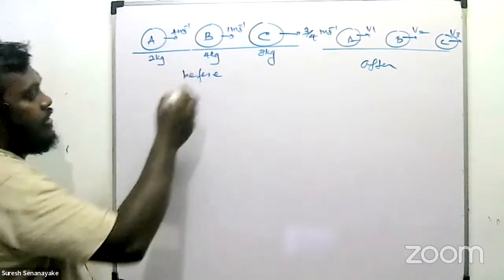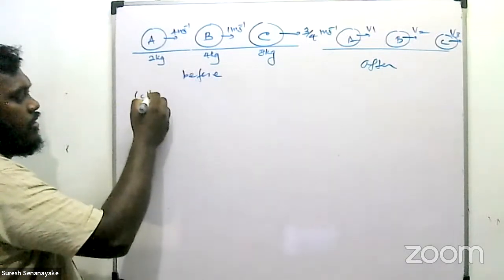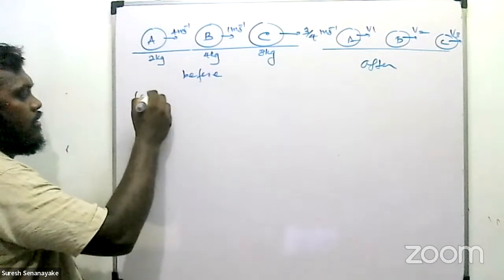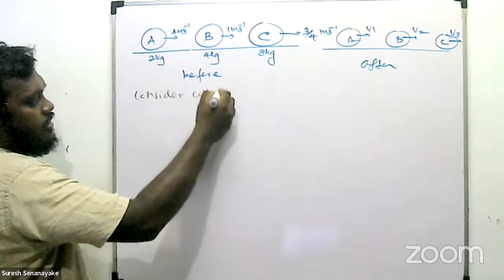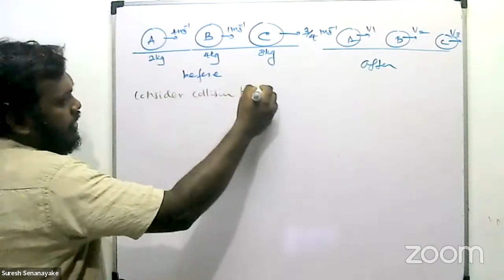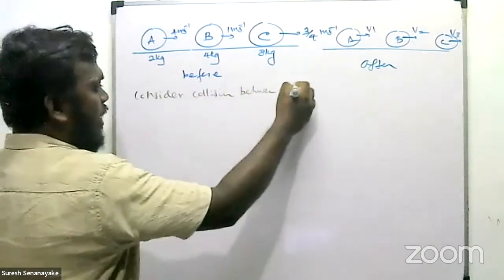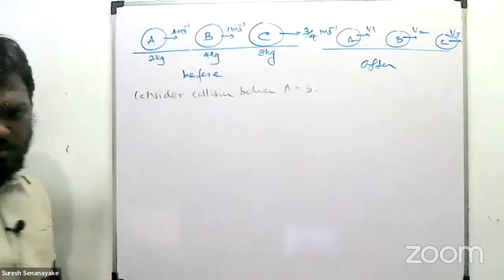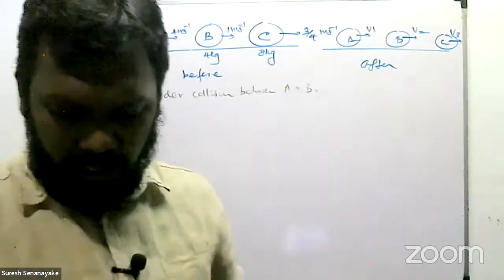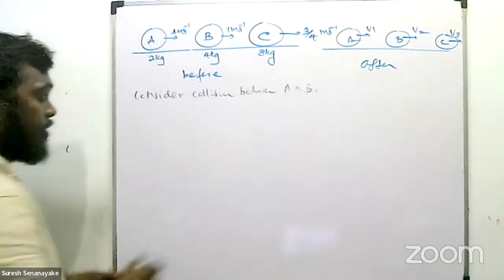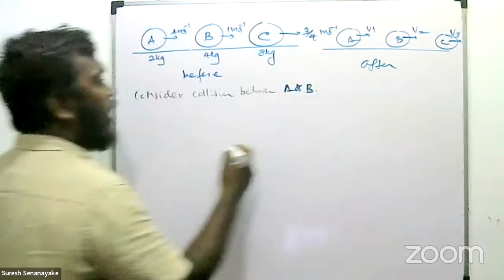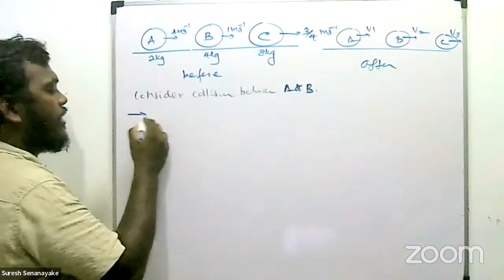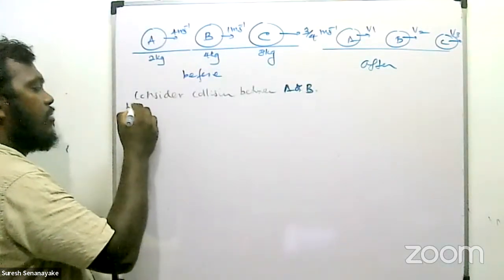Let's first consider the collision between A and B first. Right. This is the collision between A and B. And then apply the momentum conservation.